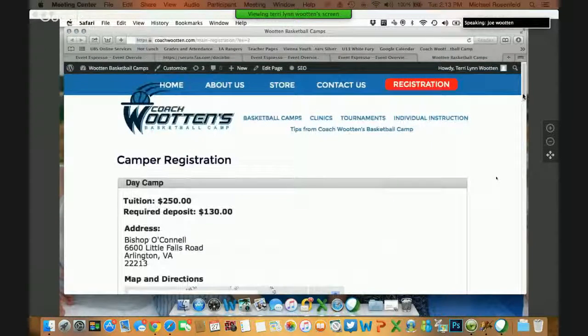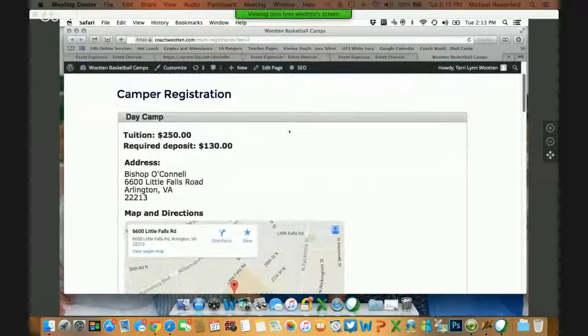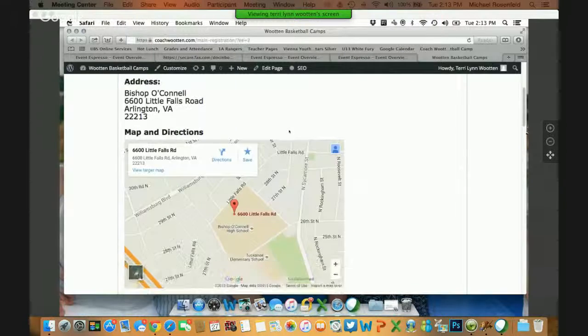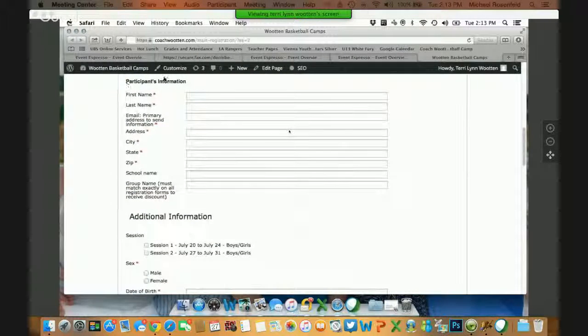Okay. So I think it's very similar, except in place of transportation is the before and after care. So here, I'll send you this form. Participant information. Same thing. School name should be required.